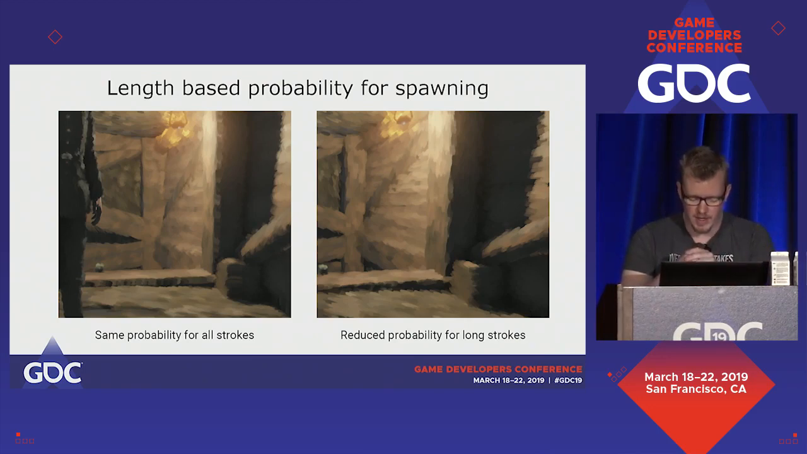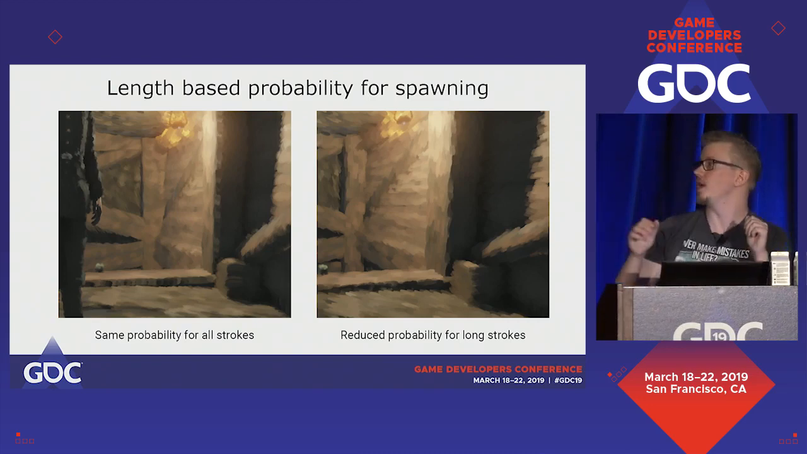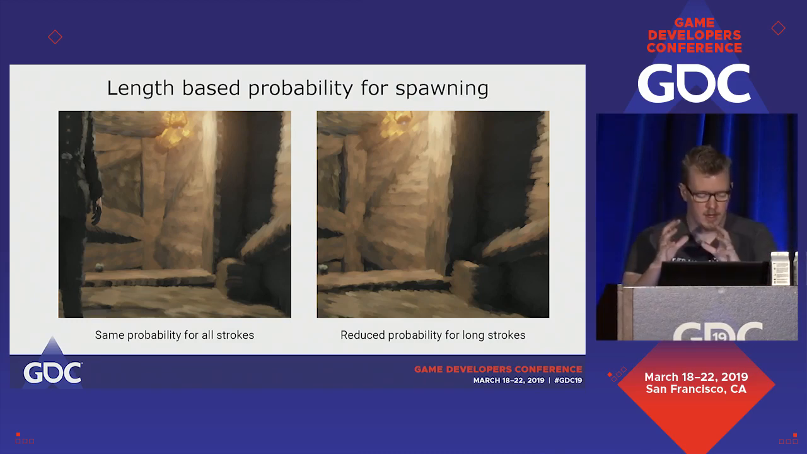So for longer strokes, because they will have the same height as short strokes, they will cover a large area. So we need fewer of them. And I basically just took that into account when generating the random probability of them spawning. And this had the added benefit that it looked better, but we would also get better performance because there were fewer brush strokes on the screen. So, for example, here, if you look at the image to the right, the beams look a lot more painterly and human-made because there are fewer strokes on them.